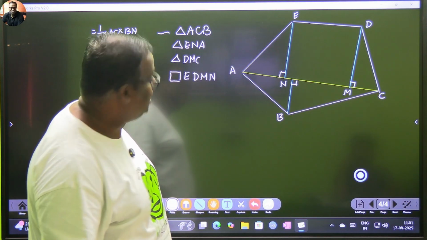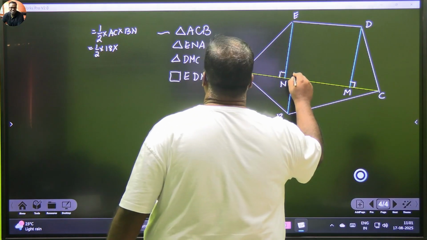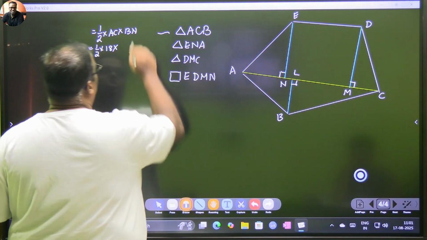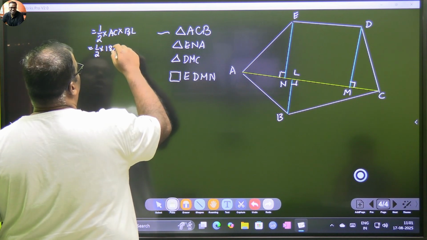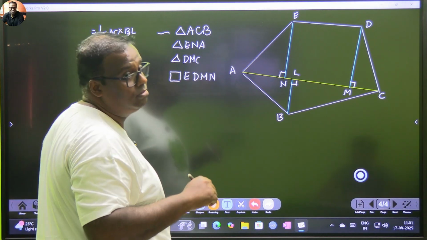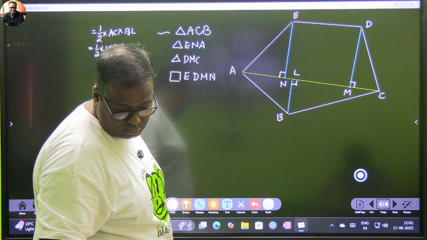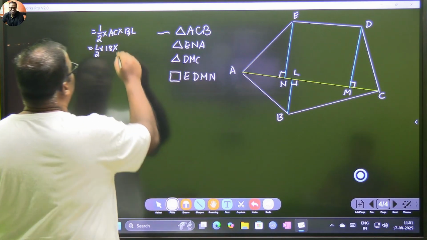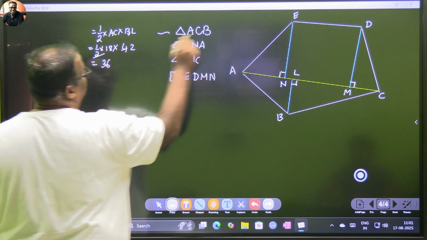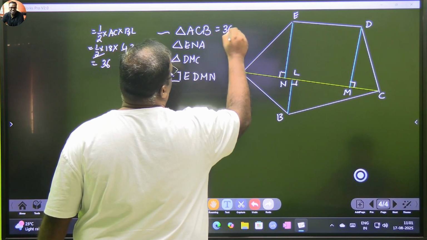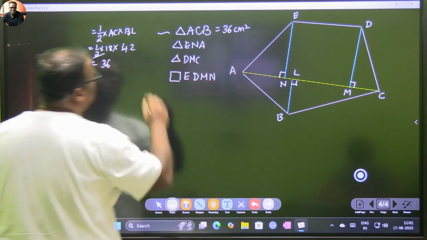ABC, the first one, BL. Yeah, tell me BL. Sorry, this is not BN. This is BL. Very good. Thank you, Anay. So BL's measurement is how much? 4. So 2 and 2 gone. 18 twos are 36. So this one has come already. 36 centimeter square.